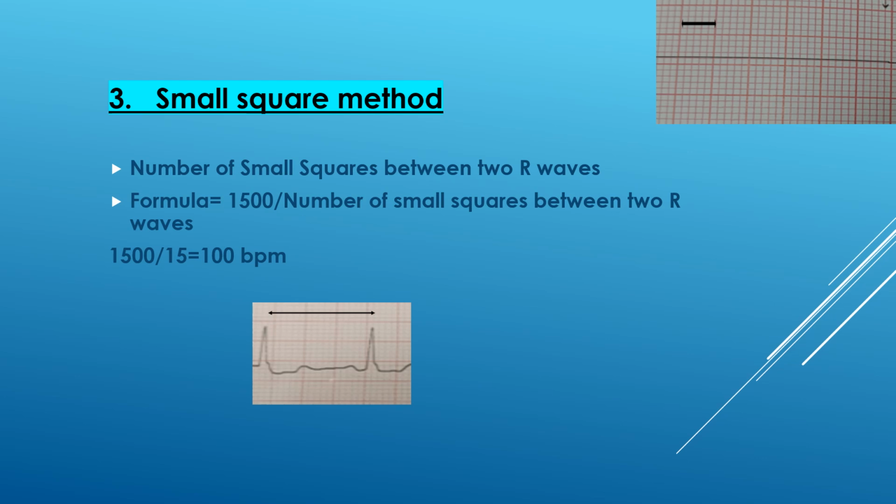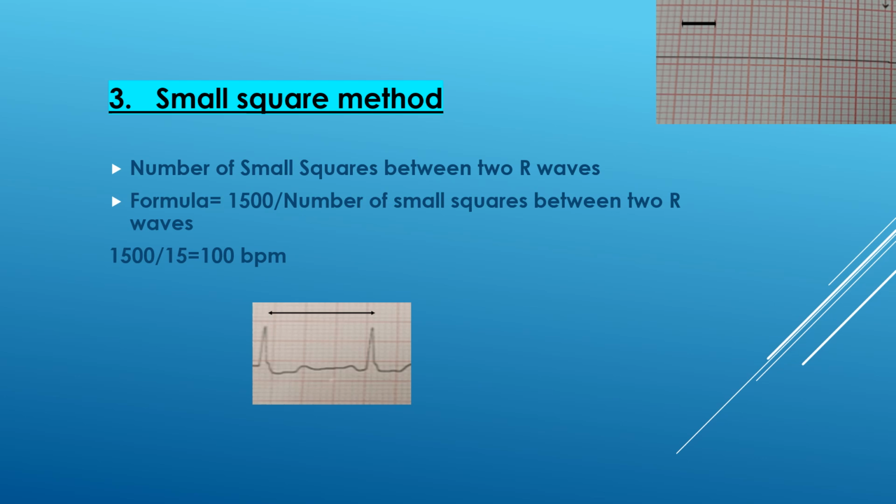Once more I'll explain. Here you have to count the small squares. One large square contains 5 small squares. How many large squares are here? Here you can see 1, 2, 3 large squares. One large square: count the number, 1, 2, 3, 4, 5, 5 small squares. So 5 plus 5 plus 5 because there are 3 large squares. One large square is 5 small squares. So 50. The formula for calculating in the small square method is 1500 divided by the number of small squares between the two R peaks.